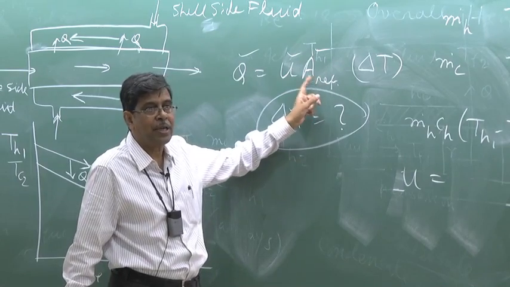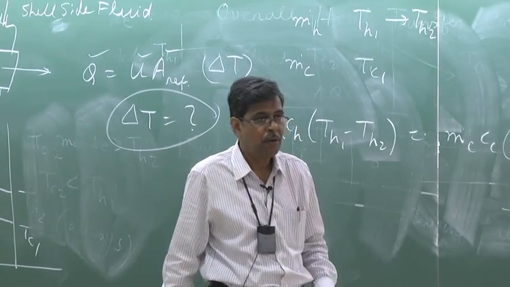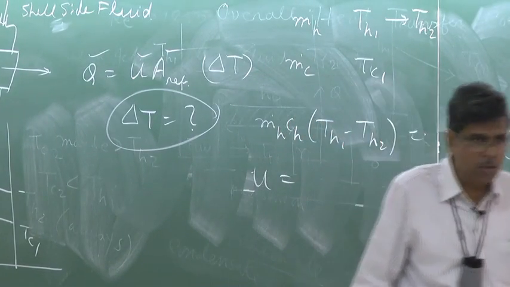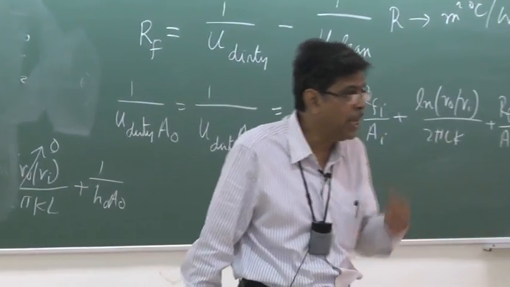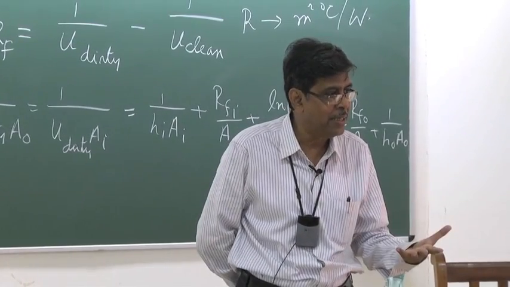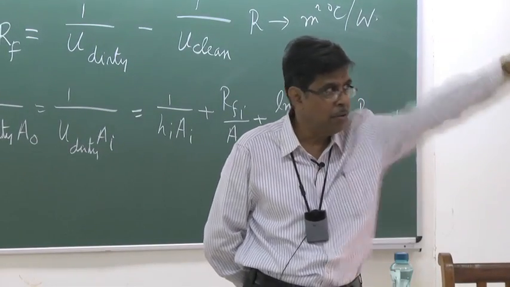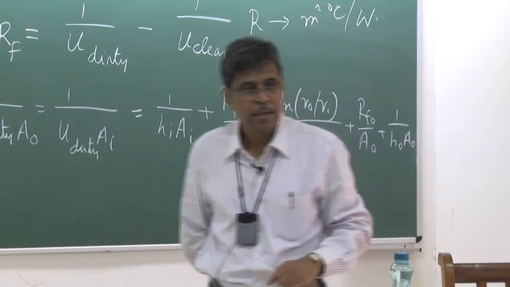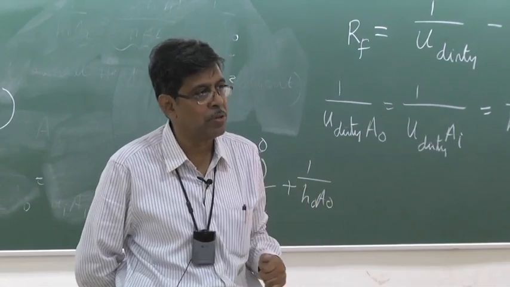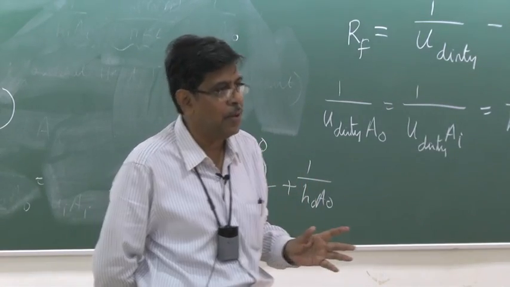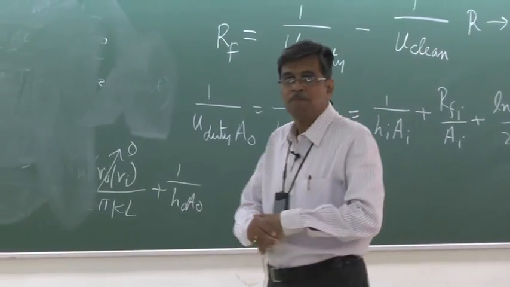Now I have to find out a reference. What is this? I only know the terminal temperatures. What is this delta T? It is not T_h1 minus T_c1, neither is it T_h2 minus T_c2. So I cannot find out A. How can I use this equation, with what delta T? Q I know, U I know. So the next task is to find out this delta T, that means this mean temperature through which we can find out the heat transfer. Clear? So next class I will do that. It is very important, and this is known as the log mean temperature difference. So thank you.